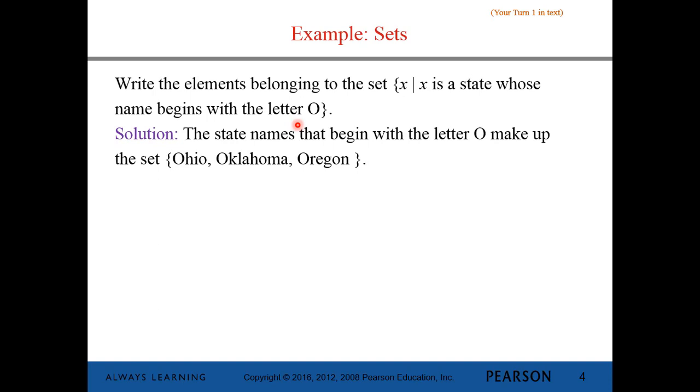And so the solution is going to be the states that belong in this set, which is going to be the set of Ohio, Oklahoma, and Oregon. Notice that we've got the curly braces here because remember, curly braces denote a set. If we're looking at a set of objects, you have to have these curly braces. Okay, I'm a stickler about that. So you wouldn't just write Ohio, Oklahoma, and Oregon. That would just be a list. To denote a set, you have to have the curly braces around it. Okay, very important.